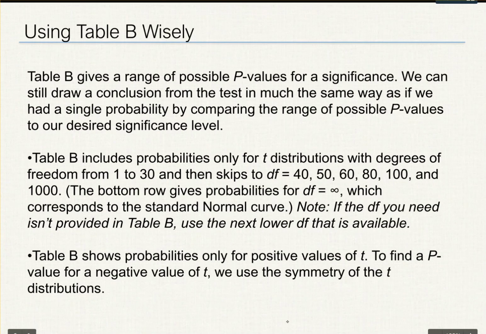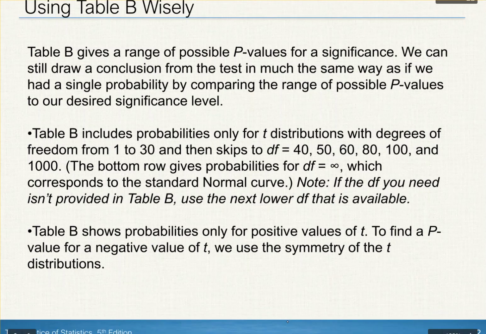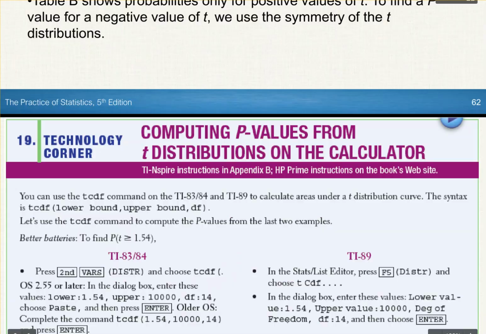All right, so using table B wisely. One of the things is it only includes 1 to 30, and then it skips to 40, 50, 60, 80, 100. Whenever we're in those, if my sample size is like 55, then I'm going to have to round down and use df equals 50 if I'm using the table. Otherwise, we can use our calculators. We'll see that before the end of the video. And then also, just use symmetry. Table B only shows values for positive values of t. For a negative value, just use symmetry. We've done that quite a bit.